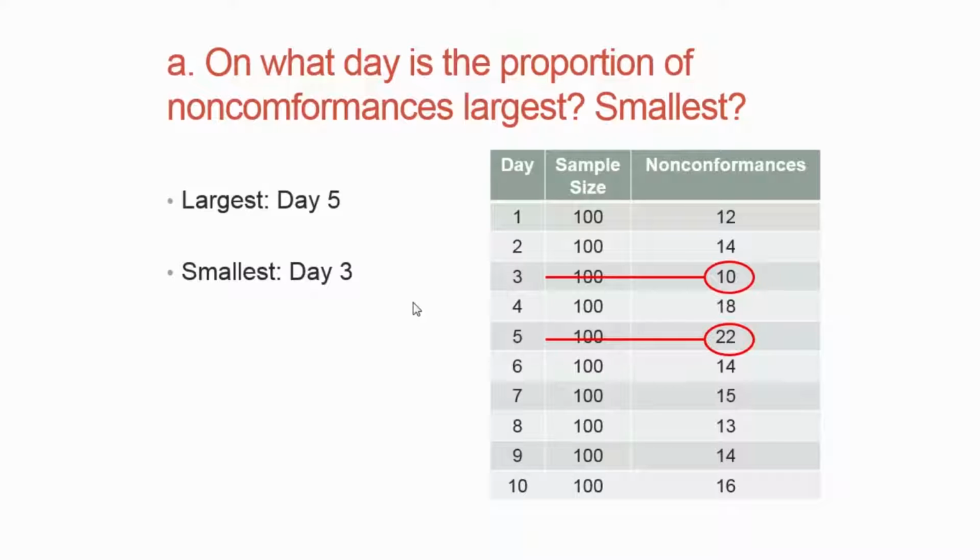Now, if you had differing sample sizes, you'd have to actually take the value for X, or the nonconformances, and divide by N to make those into proportions. Then you could compare the values. But in this case, because the sample sizes are all the same, we can just examine the numbers for nonconformances themselves rather than having to do the proportion.